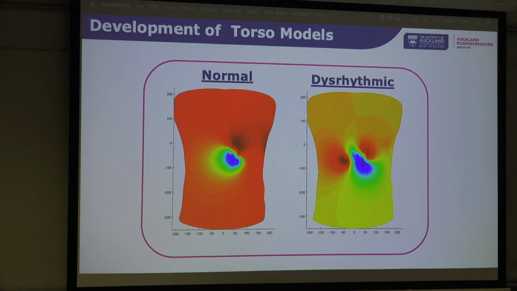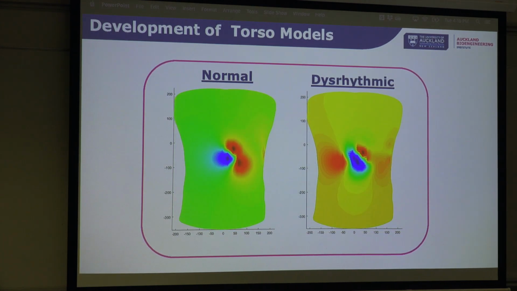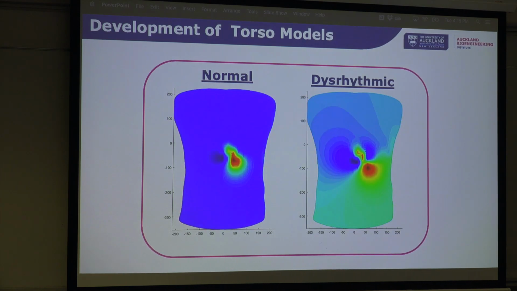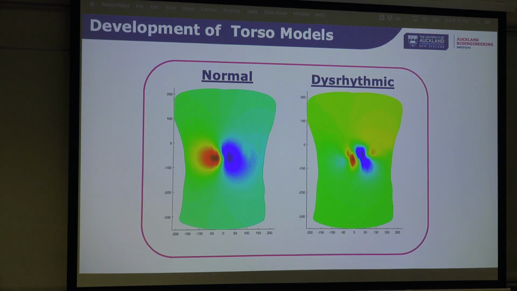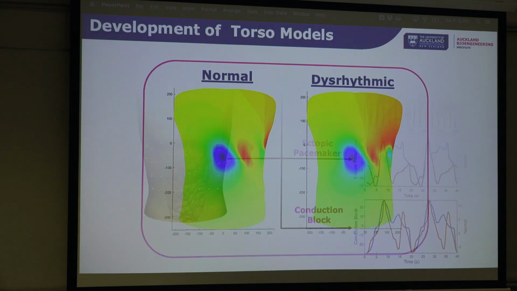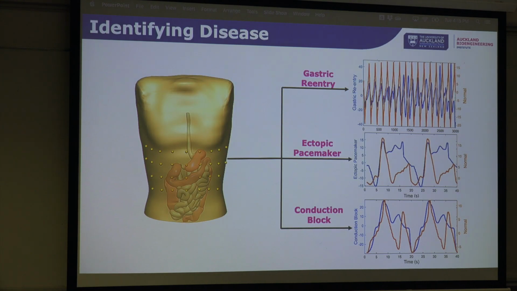Obviously, we're not going to be able to take a full body scan of patients to get an image like this. And so what we wanted to do was look at specific waveform morphologies and see if we could identify different gastric dysrhythmias. And very simply, these were the results.